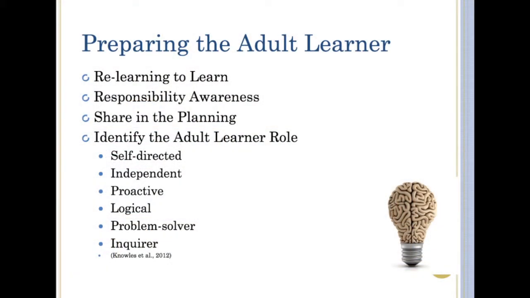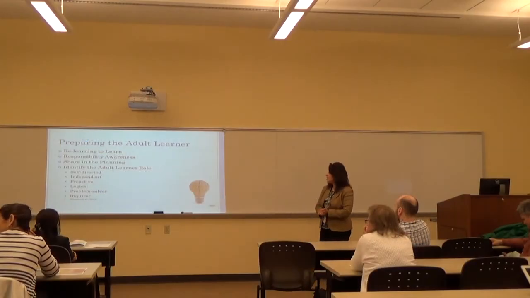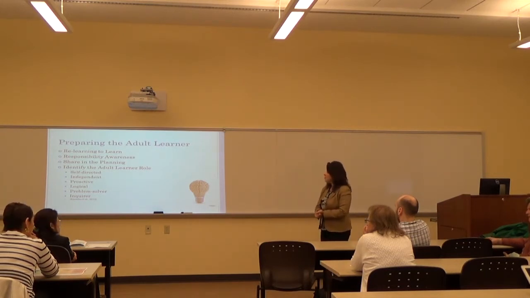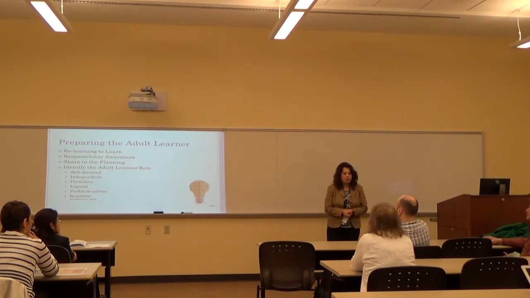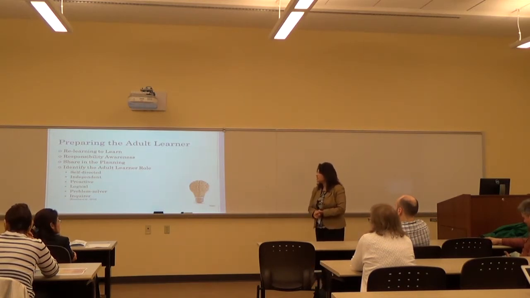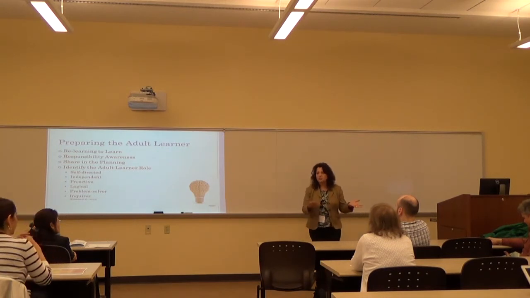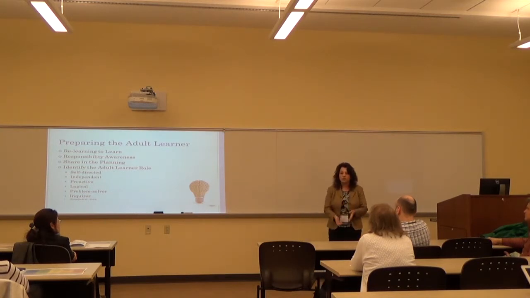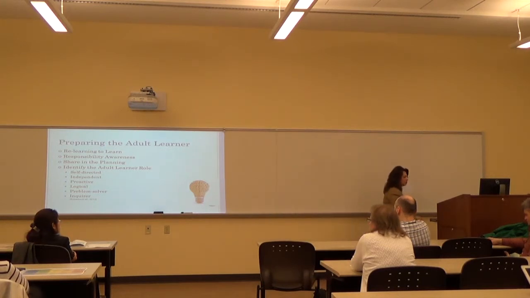Okay, so how do we prepare the adult learner? Maybe it's the first time that they may be in an online course, in the online environment. So let's prepare them. Let's teach them how to relearn. Responsibilities, what their responsibilities are. They should be aware of all that. Sharing the planning, identify the adult role as Knowles has pointed out to us. They're self-directed, independent, proactive, logical, problem solvers, inquiry. This is who they are. They're adults. And they learn so differently.